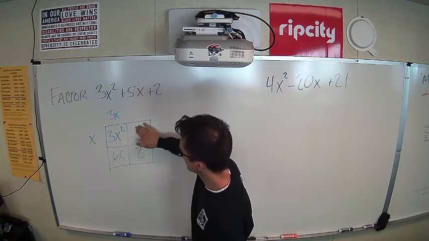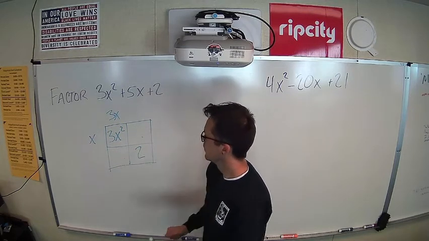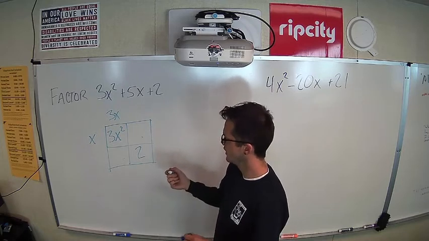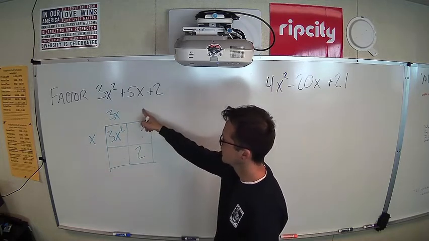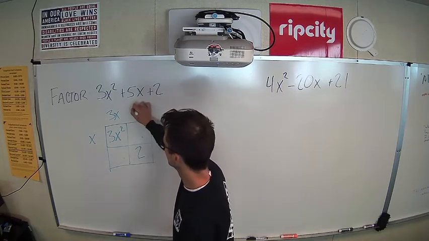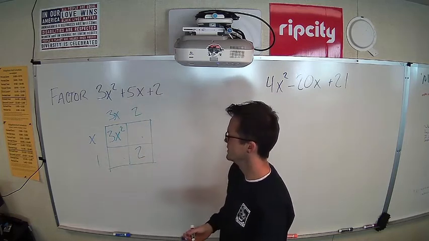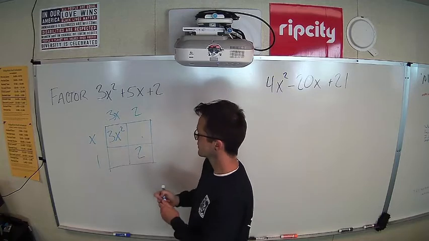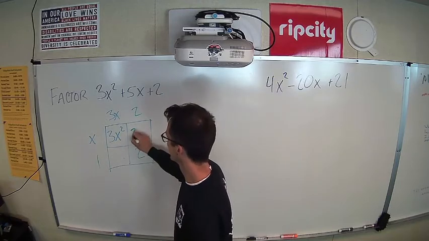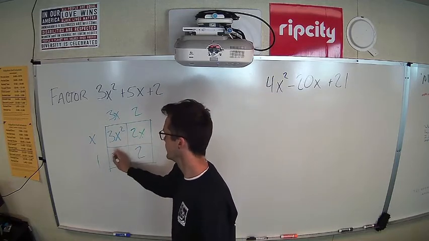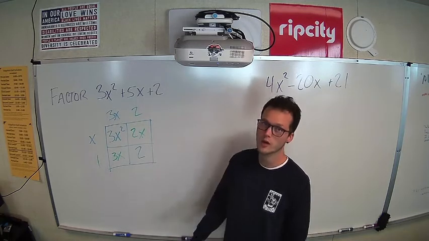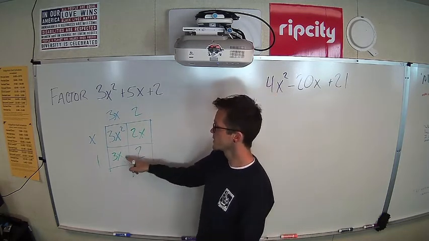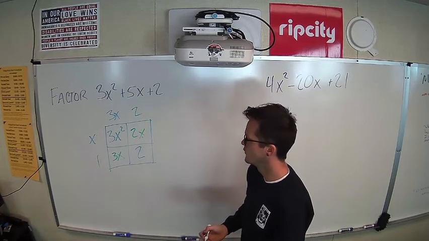What if we switch them up, though? What if, instead of the 2 down here and the 1 up here, we put the 2 up here and the 1 down here? Let's see what happens. 2 times x is 2x. 3x times 1 is 3x. There we go. There we have it. 2x plus 3x is our 5x.